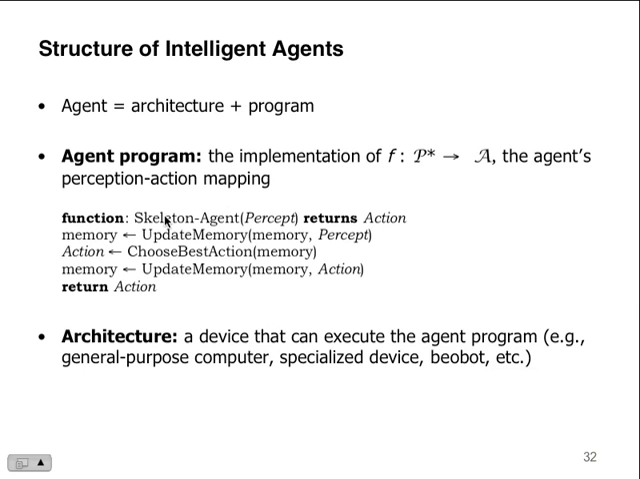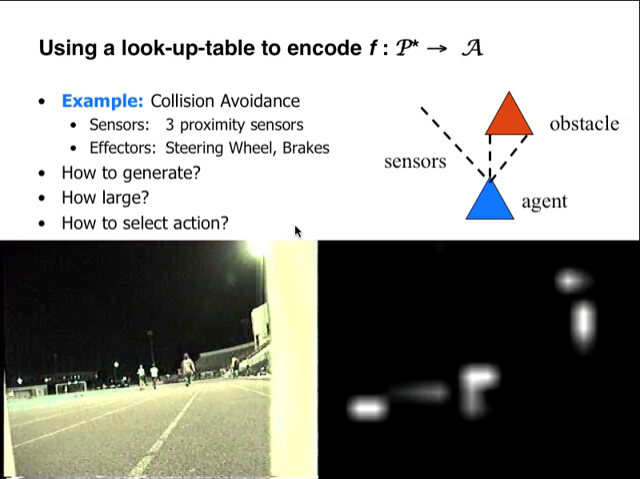Here's the skeleton of what I'd call a reactive model that you can put together. The function might be a skeleton agent that returns an action: memory, update the memory, perform an action, update the memory, because we have to keep track of what's going on. So we can keep track in terms of storing variables or storing data that's associated with each one of the actions. In terms of the architecture, that's the device that can execute the agent program. The mobile phone might be the architecture. The robot might be the architecture. The computer program, general purpose program, specialized devices, things of that nature.